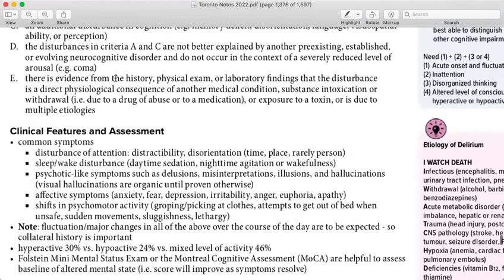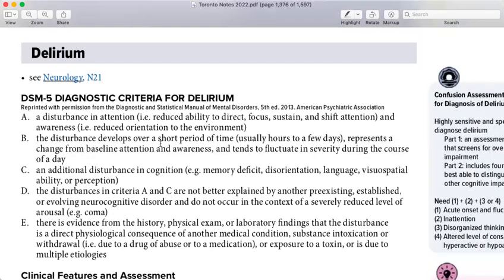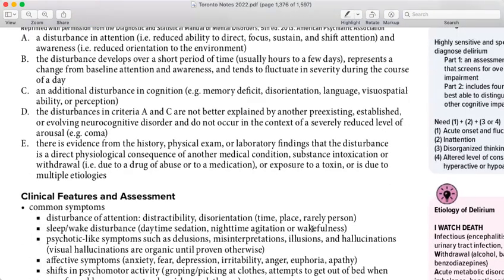If you look into delirium, a disturbance in attention should be there. Along with that, the disturbance develops over a short period of time, with an additional disturbance in cognition, in criteria A and B. There is no other history of any other disease. So first rule out, by history, physical examination and laboratory tests, that the disturbance is a direct physiological consequence.